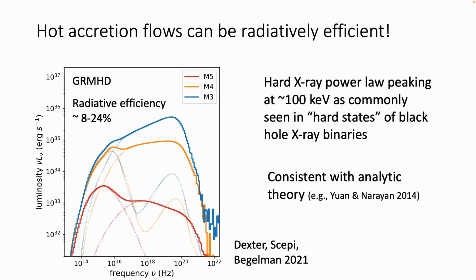I should stop and say that this has been calculated previously in analytic theory, how this should look, and the results are consistent in that we generally expect that as you go up in accretion rate, the Compton scattering should become stronger relative to, say, synchrotron emission or other emission processes. But now we see this in a more self-consistent accretion theory.